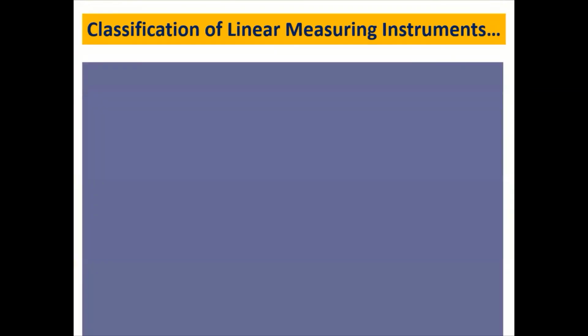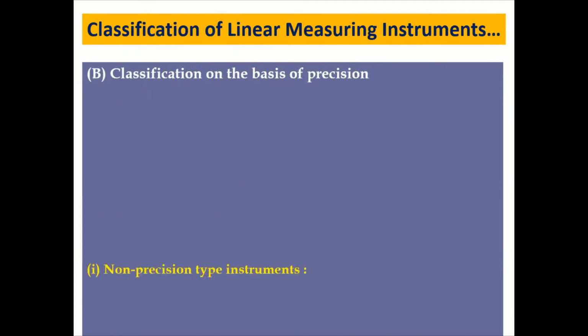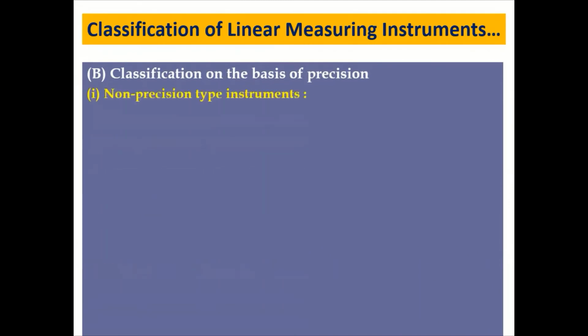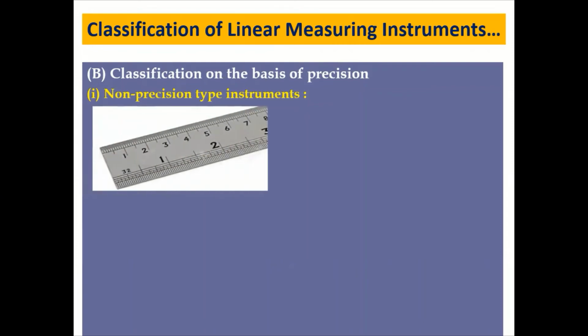Then the classification on the basis of precision. Again, there are precise and non-precise. First, we'll see the non-precision type of instrument. In this case, they are used where high measurement accuracy is not required. You can see the example here. This is a steel rule. It is the simplest and, I would say, the most commonly used measuring instrument during inspection.